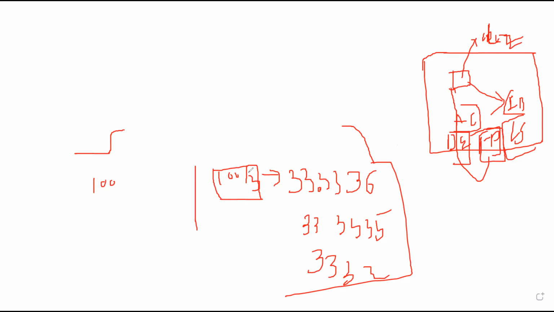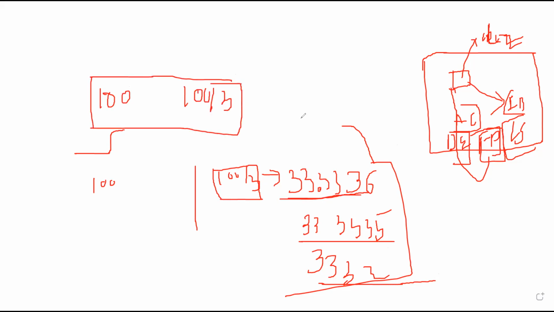So every time when we have 100 by 3, sometimes it can be 33.36, 33.335, or 33.333. We can't say that. So we say that the phase difference between these clocks is not constant. So we treat them as an asynchronous clock.